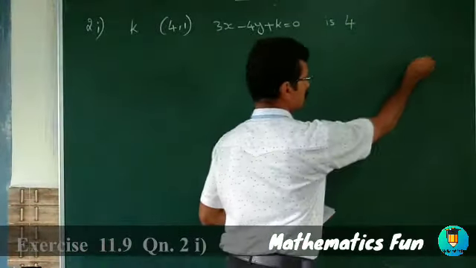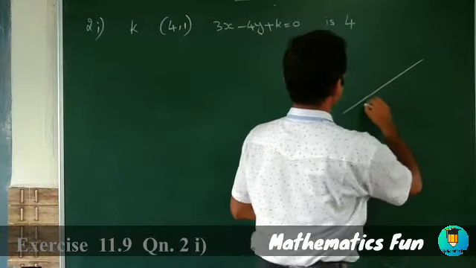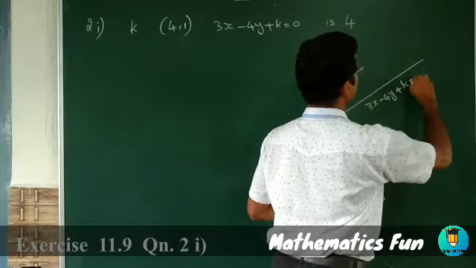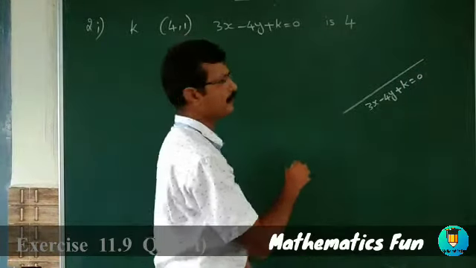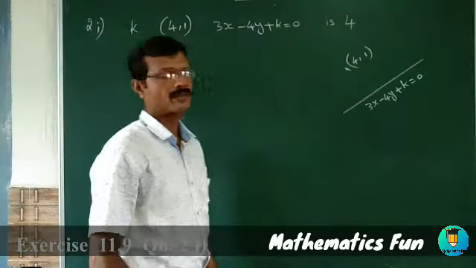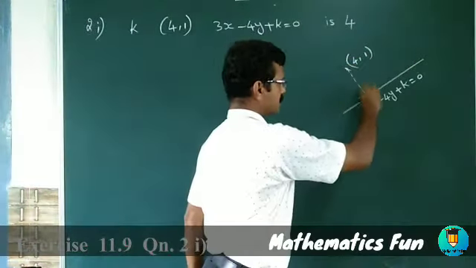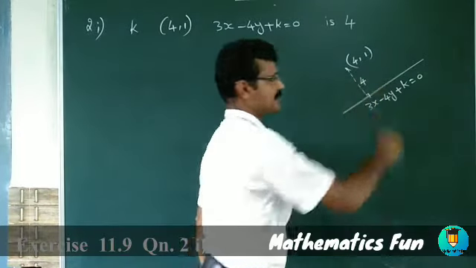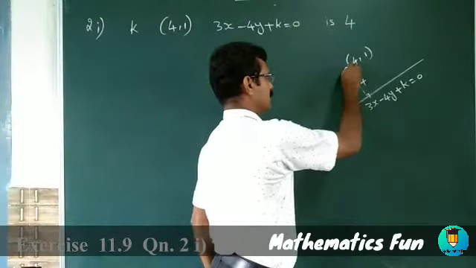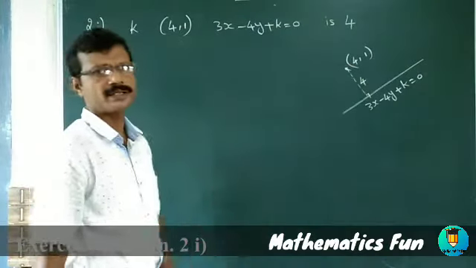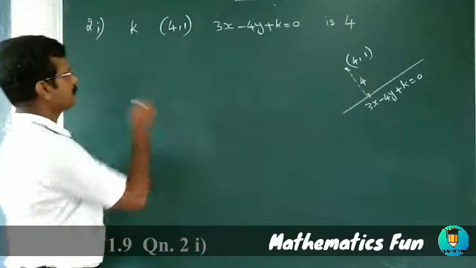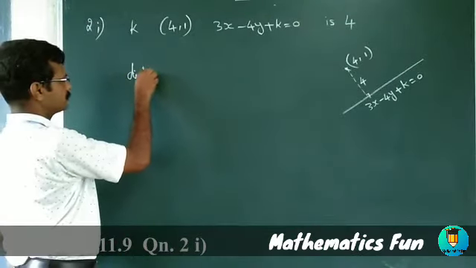If I draw a diagram, the line is given 3x minus 4y plus k is equal to 0 and the point is given 4, 1. This distance is given 4 units. We have to find the values of k. So here we will apply the perpendicular distance formula. The distance is given 4 units.